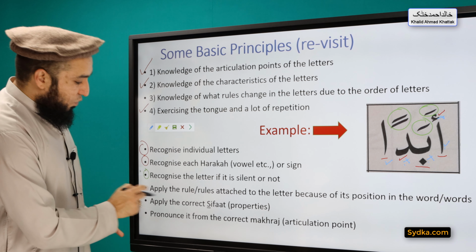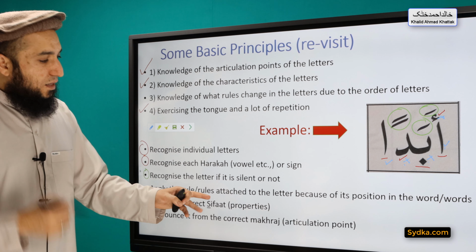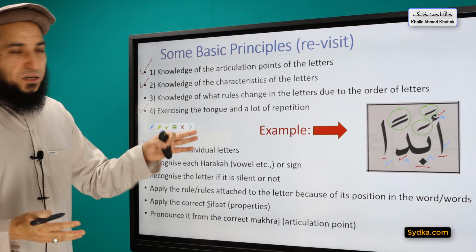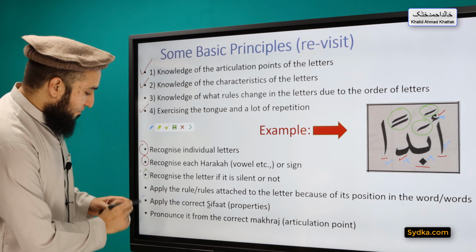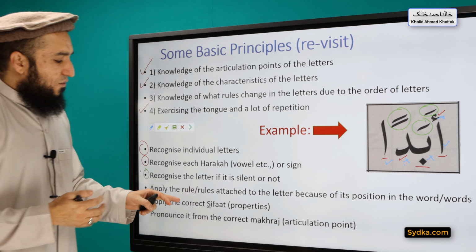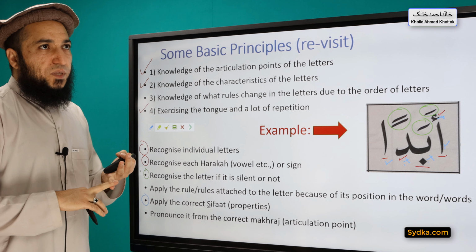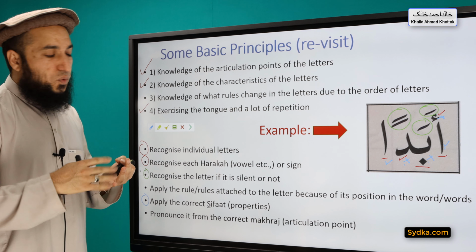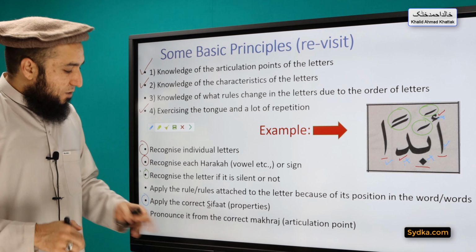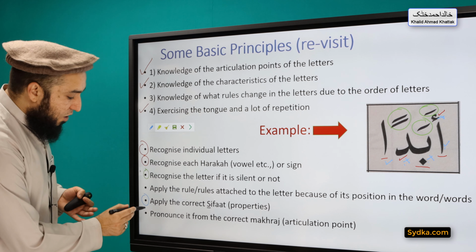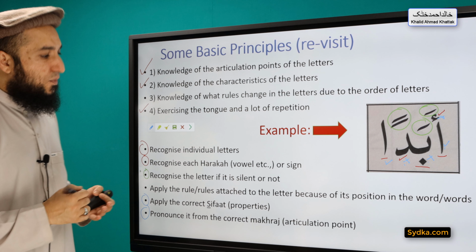And the next one is we apply the rules that attach to individual letter. We will study that in advanced level. Apply the correct sifat. We have studied only a few of them. One of them would be if the letter is heavy or light. So we apply those rules, and the rest we will study in advanced level. The next one is pronouncing each letter from its correct makhraj, articulation point.